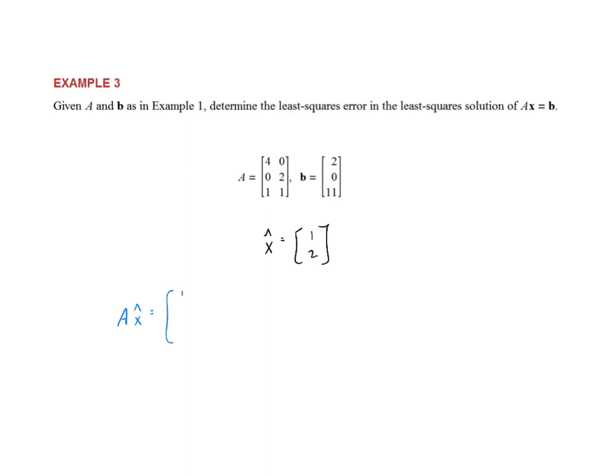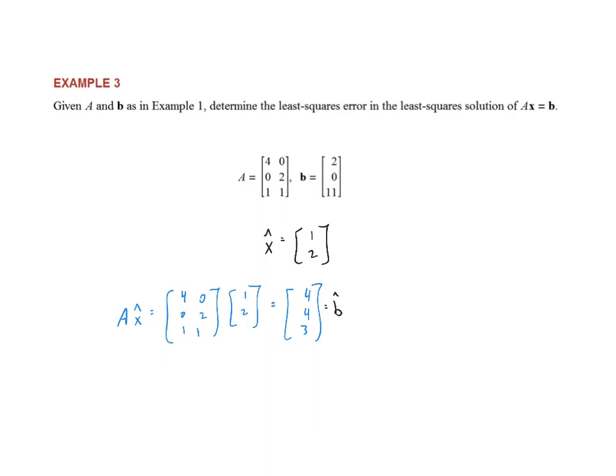So that is our matrix A, 4, 0, 0, 2, 1, 1, times the vector x hat, and that's going to equal b hat. When you do that multiplication, A times x hat is equal to 4, 4, 3. From the notation earlier, this is the vector b hat. That's in the column space of A. That's technically as close as we can get to the vector b.